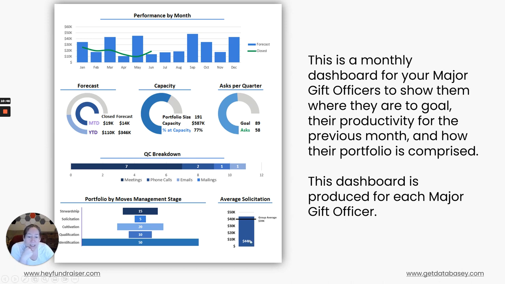And then we've got Susie's solicitation. So her average solicitation is 44,000 compared to the group average. So all of the MGOs is at 39,000. So this also is a day maker. Major gift officers, they like getting it. They like seeing where they are. They like seeing progress and impact. And it's a friendly reminder that they have to put their quality contacts into the database. So it's helpful for that too.